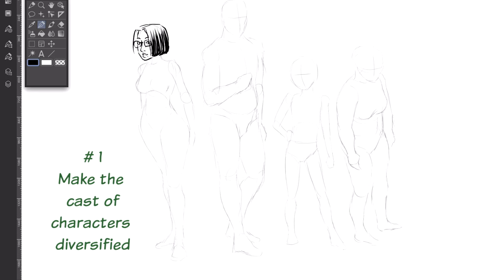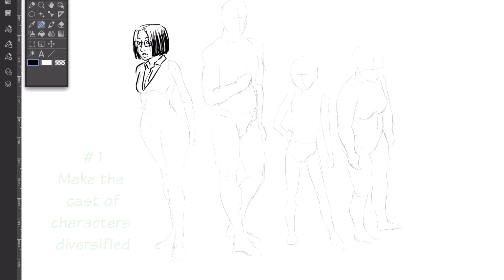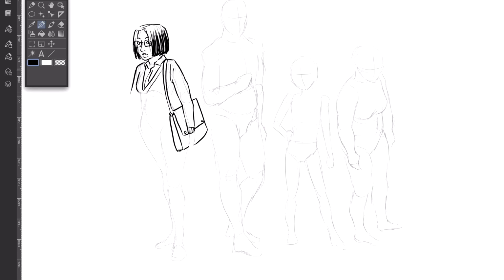This first character is a character I would consider a teacher. So right now, this teacher character has a bag with papers and maybe even test scores for the latest school test and some kind of more business or work attire.